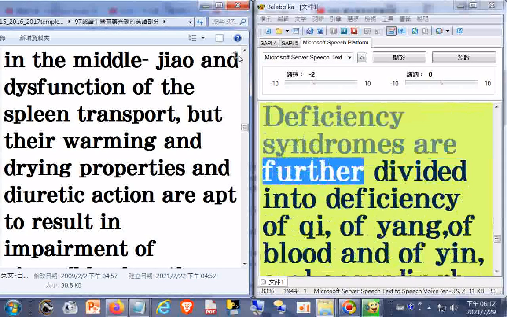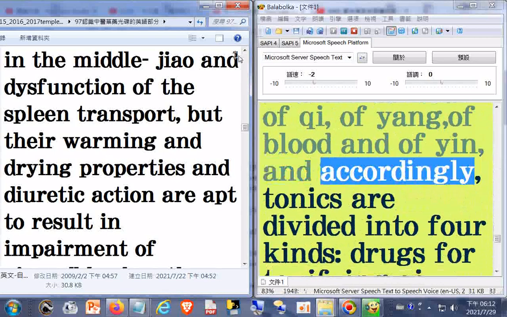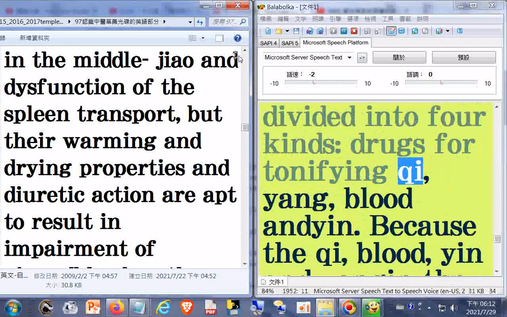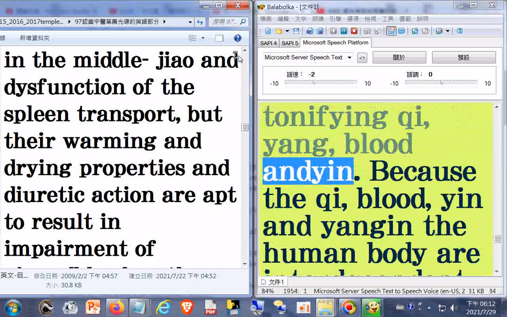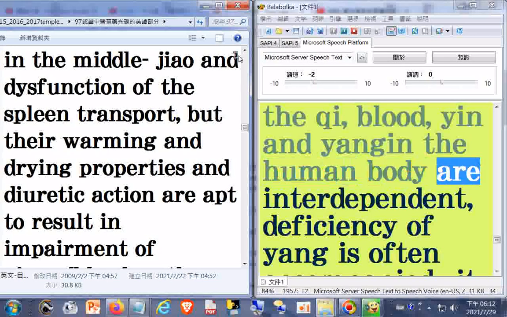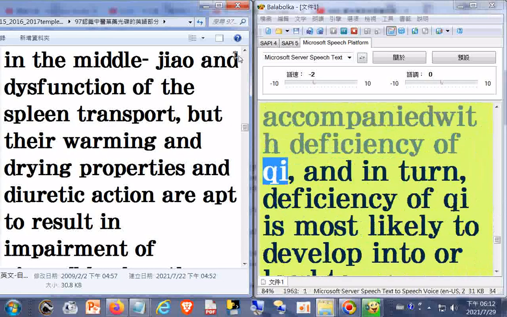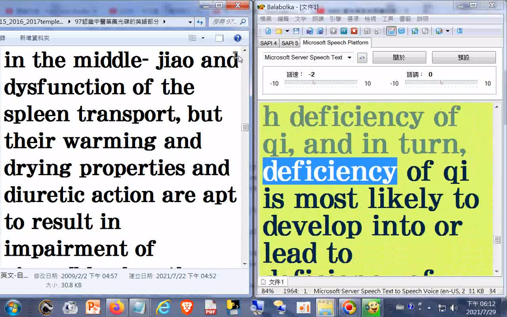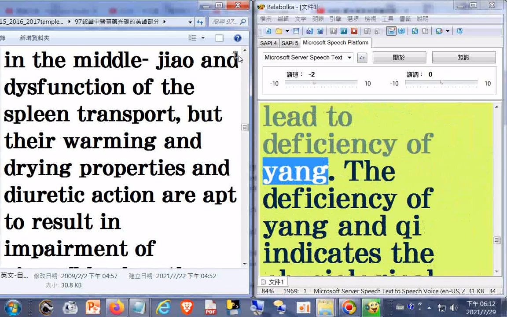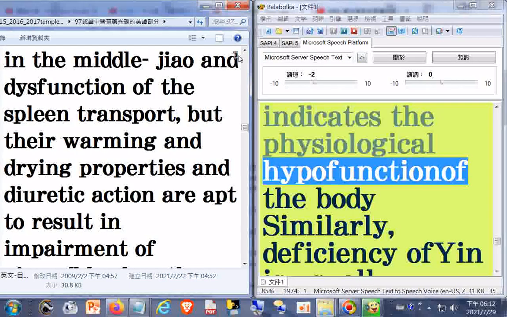Deficiency syndromes are further divided into deficiency of qi, of yang, of blood, and of yin, and accordingly, tonics are divided into four kinds: drugs for tonifying qi, yang, blood and yin. Because the qi, blood, yin, and yang in the human body are interdependent, deficiency of yang is often accompanied with deficiency of qi, and in turn, deficiency of qi is most likely to develop into or lead to deficiency of yang. The deficiency of yang and qi indicates the physiological hypofunction of the body.